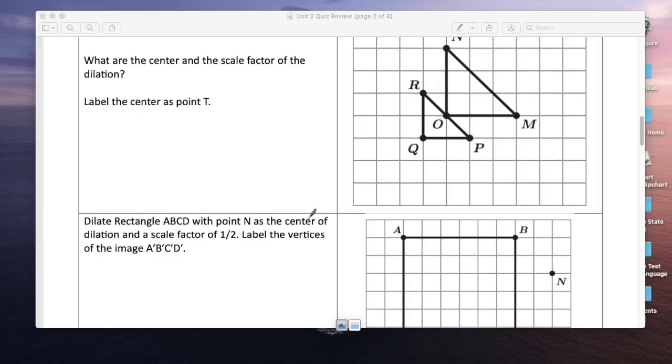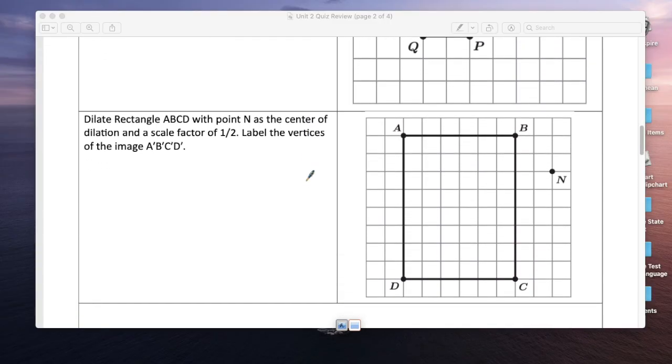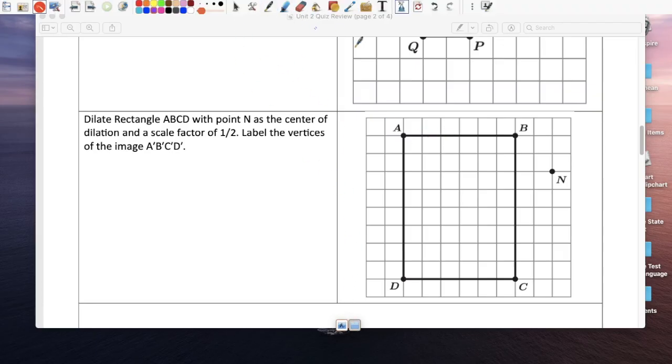Dilate rectangle ABCD with point N as the center using a scale factor of a half. So, again, right now you should be tired of this. Here's the center. So let's walk to A. To go to A, I would go 1, 2, 3, 4, 5, 6, 7, 8. I would go 8 to the left. I'll use arrows. And then 2 up.